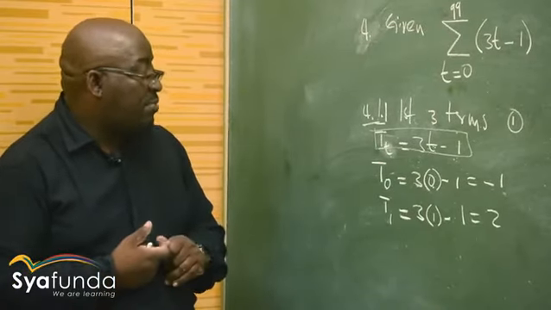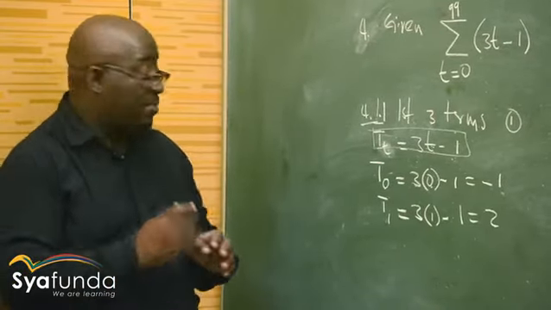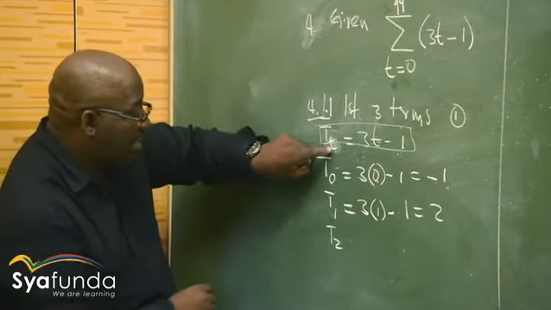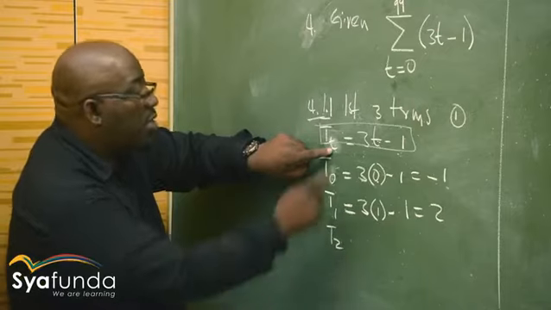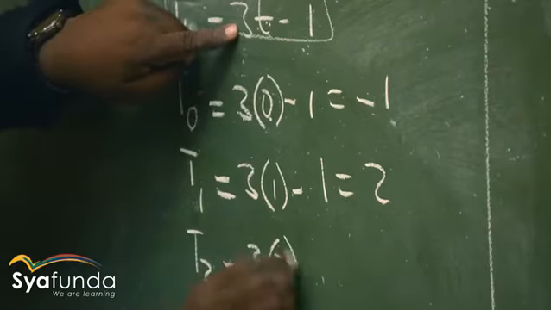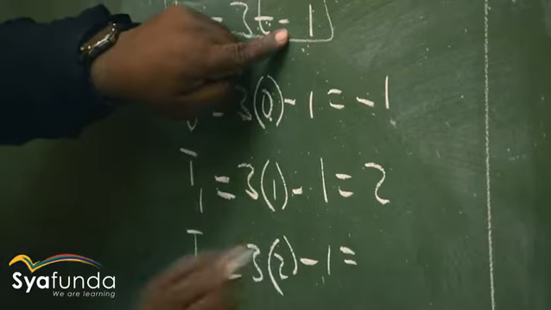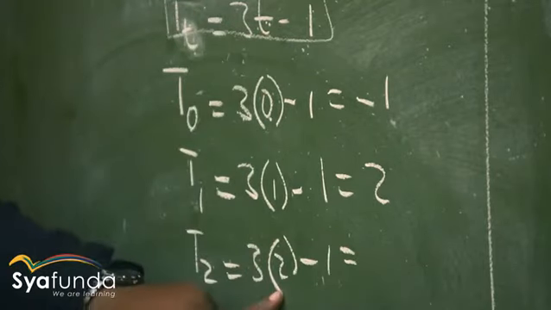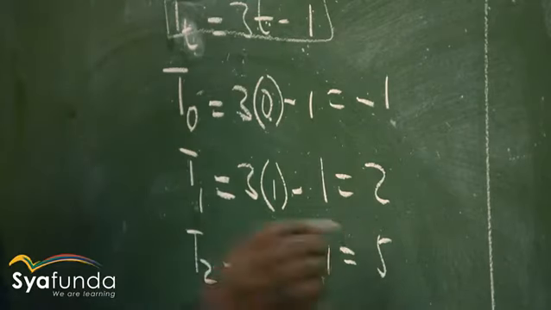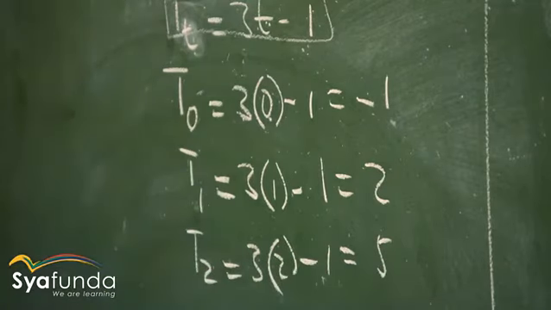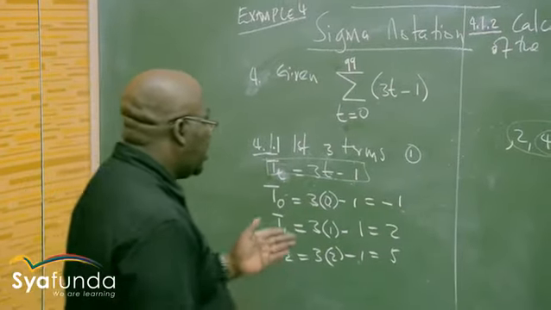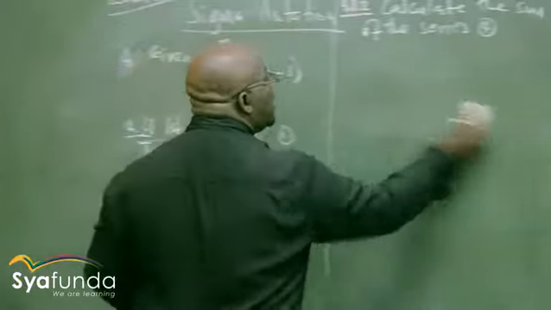Let's look at the third term. The third term will be T2. Where there is small t, there is 2. So do the same thing on that side: it's going to be 3 into 2 minus 1. 3 times 2 is 6. 6 minus 1 is 5. So these are the first 3 terms of this sequence. We've got the first term as minus 1, then 2, and 5.